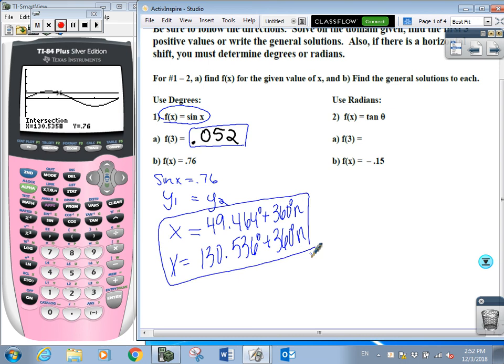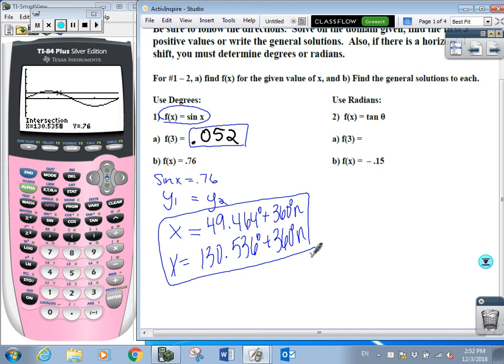Now, are those the only two you could have used? No, you could have used two negatives. You could have used two further down the road, wherever you wanted to find those two. After that, they're going to start repeating. That 49 plus the period is going to give us our third one in line to the right. 130 minus the period would give us our next one to the left. So we can add and subtract that period forever, because remember, n is an integer. Integers are positive and negative whole numbers.